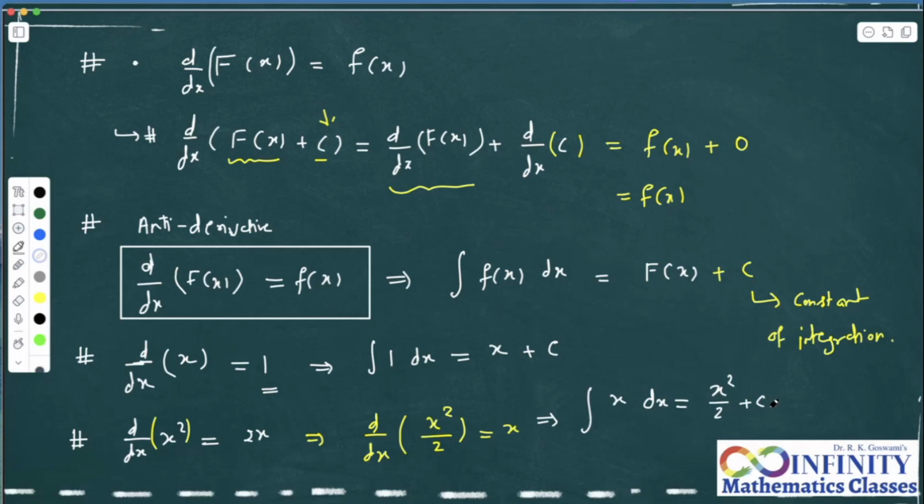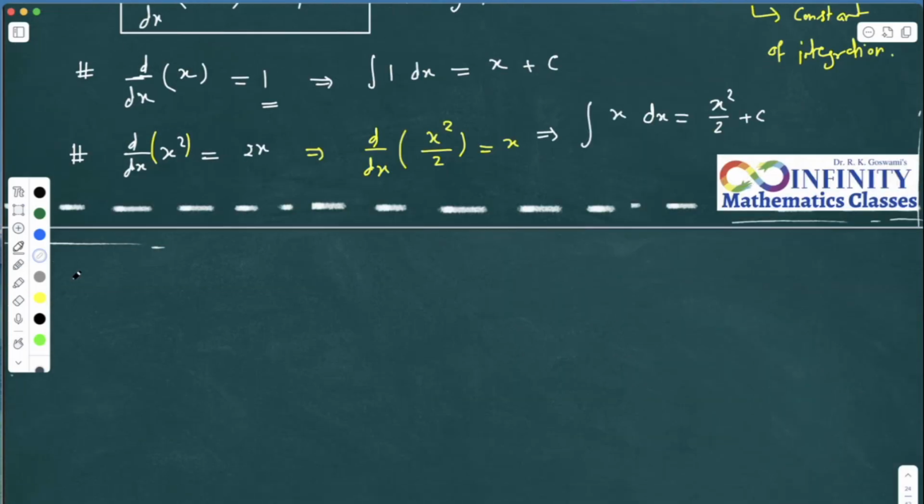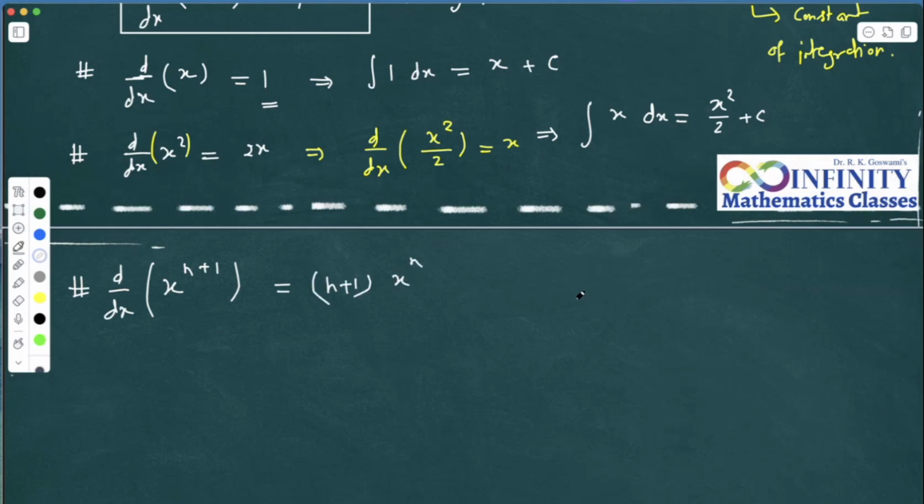So we need to generalize this fact. I can tell you the same for x cube, for x power 4, but we need to restrict ourselves to the general formula. Let me ask you, what is the derivative of x power n plus 1? Is it n plus 1 times x power n? Here n is not equal to minus 1, intentionally. I'll tell you why I'm using this condition, n not equal to minus 1. This is how the power rule goes.